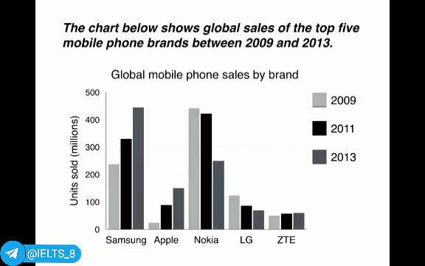Now it's time to move on to our full bar chart question for today. Here's the question that we're going to use. The chart below shows global sales of the top 5 mobile phone brands between 2009 and 2013. Global mobile phone sales by brand. You can see on the left units sold in millions. That just means the number of phones sold. So the top number on the chart is 500 million mobile phones. You've got the makes of phone along the bottom, Samsung, Apple, etc. And you've got the 3 years, and you can see the different figures.